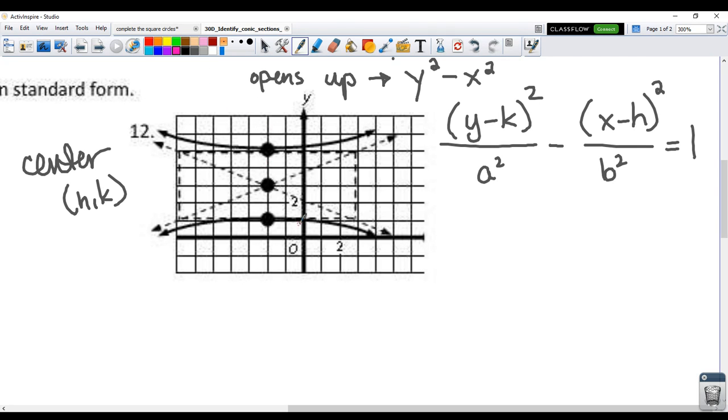First of all, your center. So we have a center at 2 units left and 3 units up. So here's the center. That is at -2, 3. Okay, so now let's figure out the other thing.